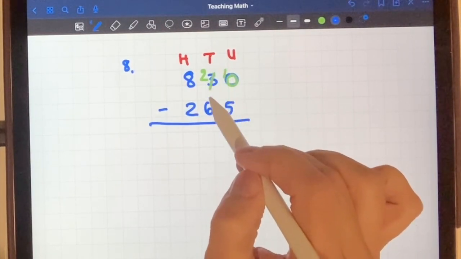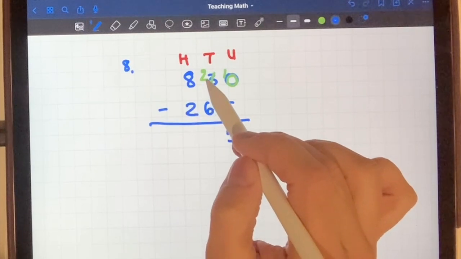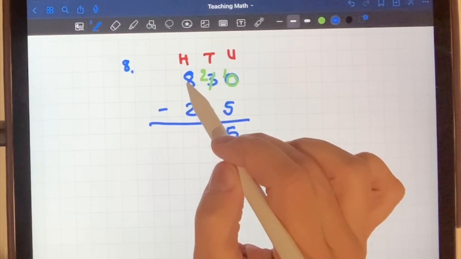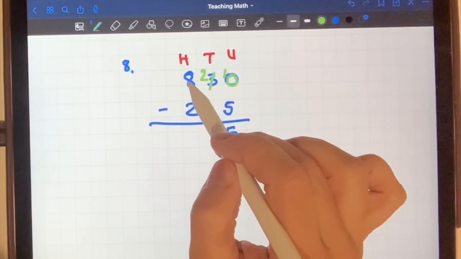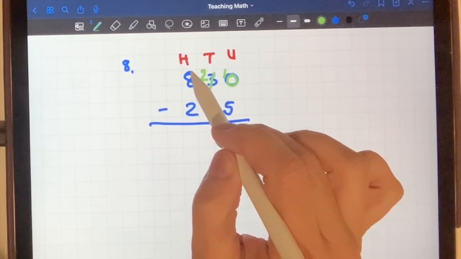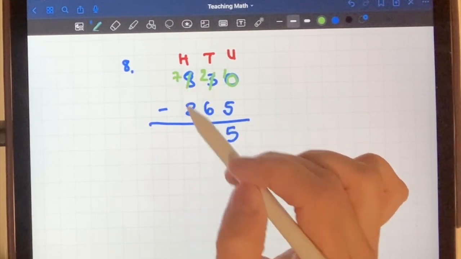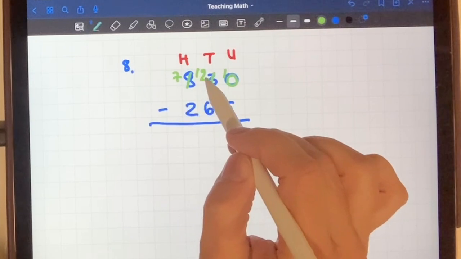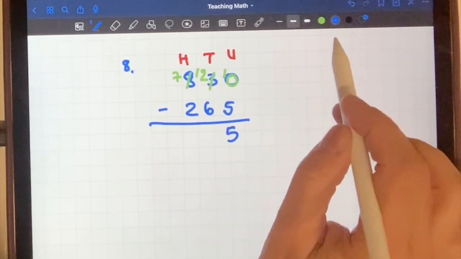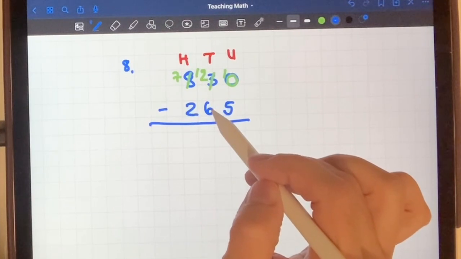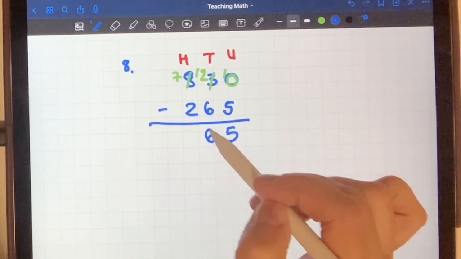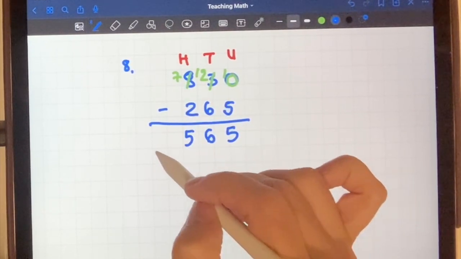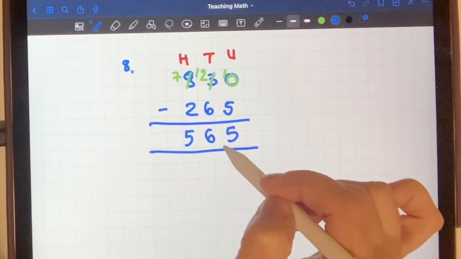Now I'm moving into my tens column, and in my tens column I've got 2 minus 6, and I can't do that, so I need to borrow. So in my hundreds column I've got an 8. If I borrow 1, it's going to become a 7, and the one that I've borrowed is joining this one, so it becomes 12. So now I've got 12 minus 6, which is 6. And then here I've got 7 minus 2, which is 5. So the answer is 565.